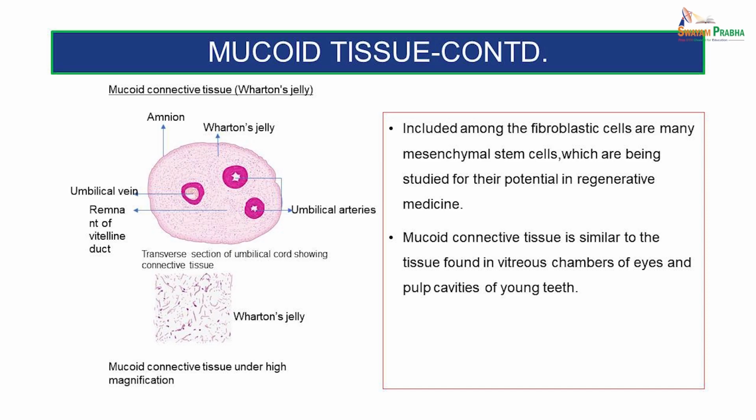So included among the fibroblastic cells are many mesenchymal stem cells which are being studied for their potential in regenerative medicine. Mucoid connective tissue is similar to the tissue found in vitreous chambers of the eyes and pulp cavities of young teeth.